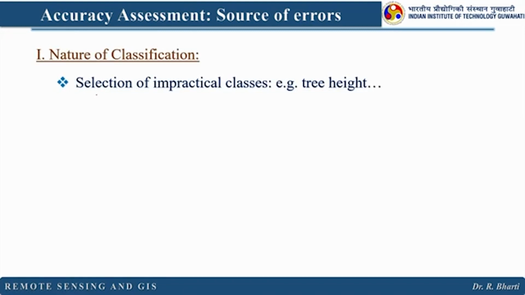Here, one issue is the selection of impractical classes, for example, tree height. If you have used ground control points whose location is known, so latitude and longitude are known, but the class information is basically tree height, let us say a 100-meter tall tree or a 200-meter tall tree, this is not going to help you in the classification. So you will introduce more error.